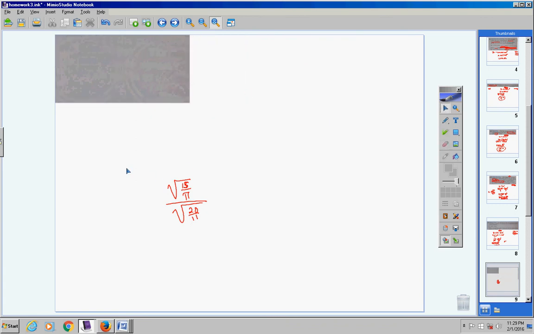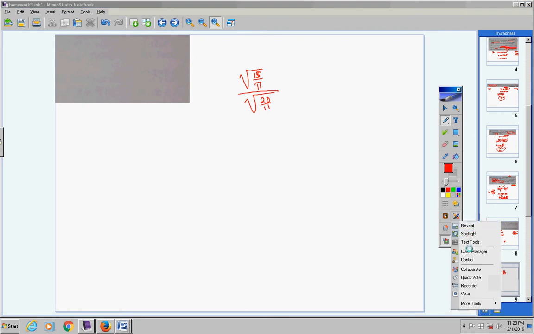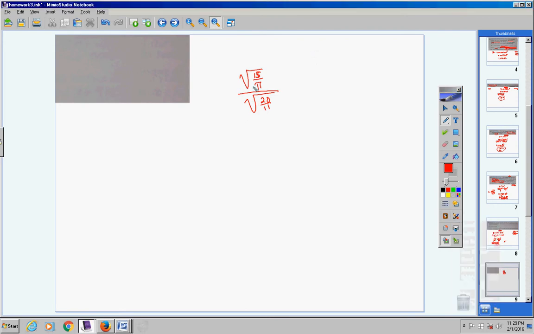So here we go. Let's simplify this. First of all, I taught you this principle a long time ago. If you have the square root of 5 over the square root of 7, that's the exact same thing as the square root of 5/7. The radical can go around the whole fraction. Well, same thing here, guys. I have the square root of this over the square root of this, so that really is the square root of 15 over 11 over 20 over 11, okay?